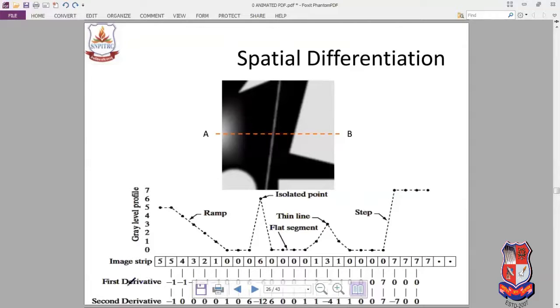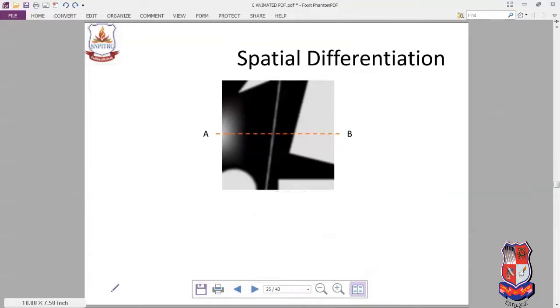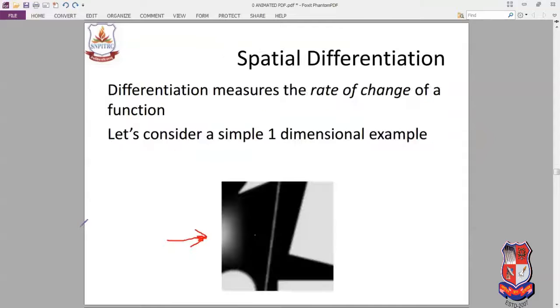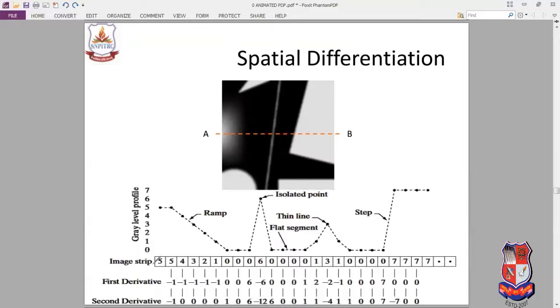Now we are going to calculate the first order derivative and the second order derivative. We know how the first order derivative gets calculated: f of x plus 1 minus f of x. So for this particular point, what is f of x plus 1? For this point, f of x plus 1 is 4. So 4 minus 5, the answer is minus 1. Now for this point, this is f of x plus 1. So 3 minus 4, that is again minus 1. And similarly, we calculate for all the points.